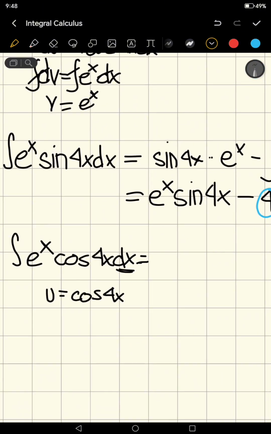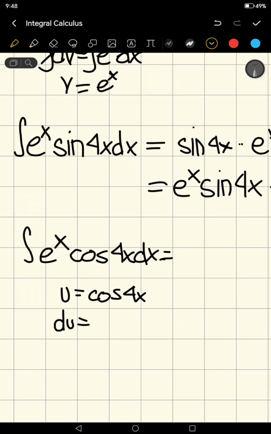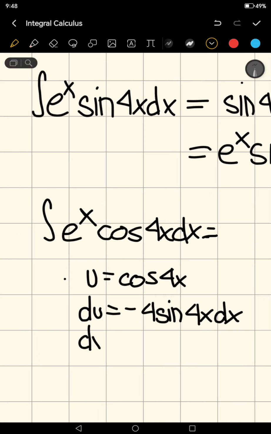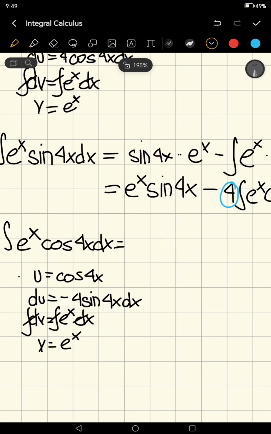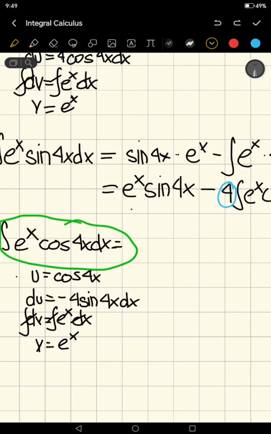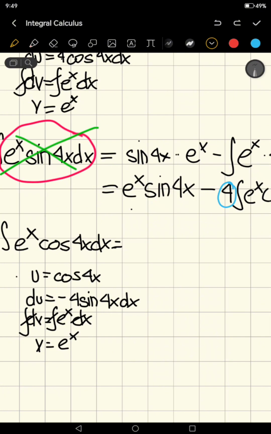Same process, let u is equal to cosine 4x, so du is equal to negative 4 sine 4x dx, dv is equal to e raised to x dx, then integrate both sides, so this will become v is equal to e raised to x. Again, the integral of u dv is equal to u times v minus the integral of v du. In this case, ang iintindihin mo lang dito ay ang problem na ini-integrate mo. Huwag kang babalik sa unang u, du, dv, and v na sinet mo. This part is iba na ang process na mangyayari.